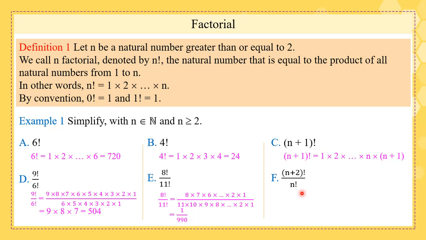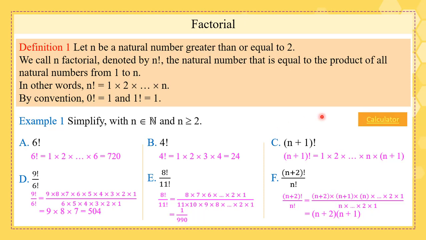Finally, part F. If we write n plus 2 factorial as a product and n factorial as a product, this is what we get. We simplify from 1 to n in the denominator and from 1 to n in the numerator. We get n plus 2 times n plus 1.